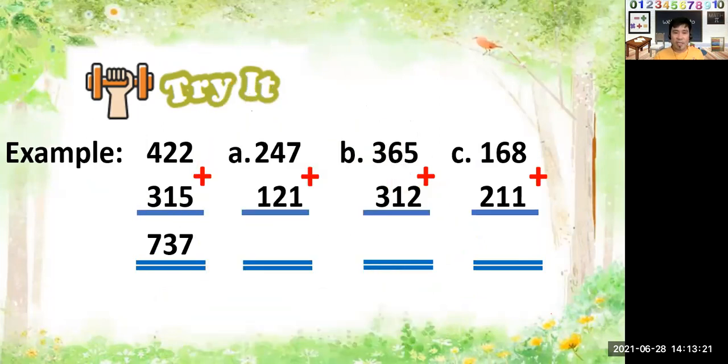Now here we go. Now let's try this one. Example, 422 plus 315. Letter A, what's the answer?